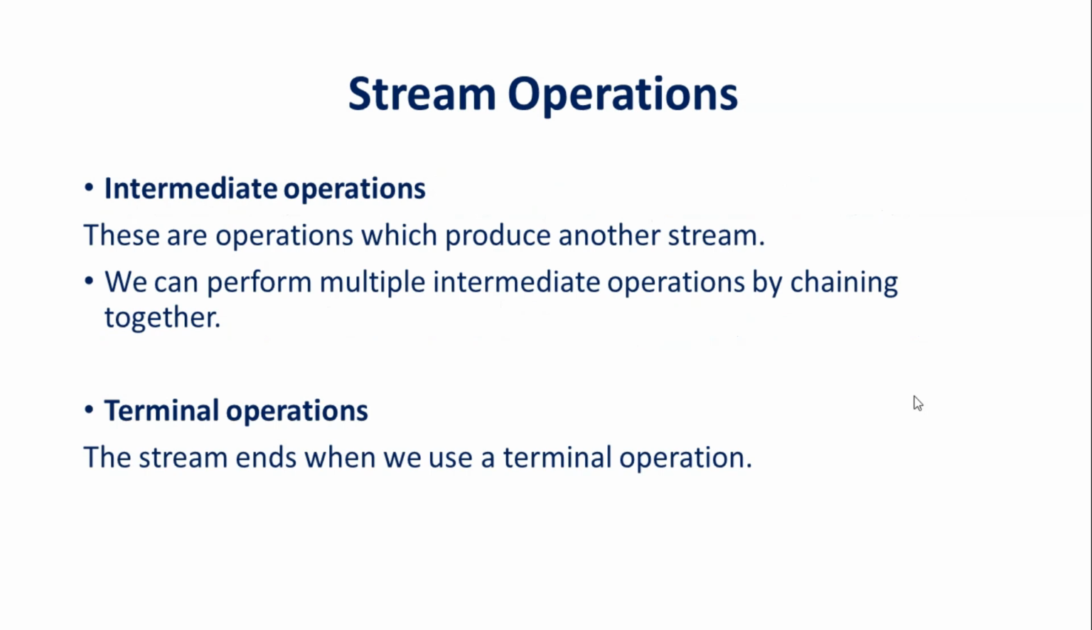You can perform two kinds of operations on a stream. One is intermediate operations. These are the operations which produce another stream. We can perform multiple intermediate operations by chaining them together. Terminal operations: the stream ends when we use a terminal operation.